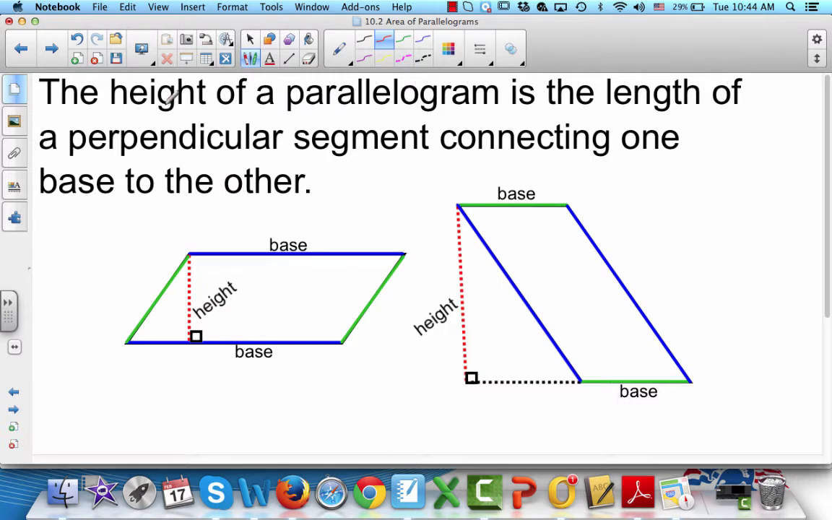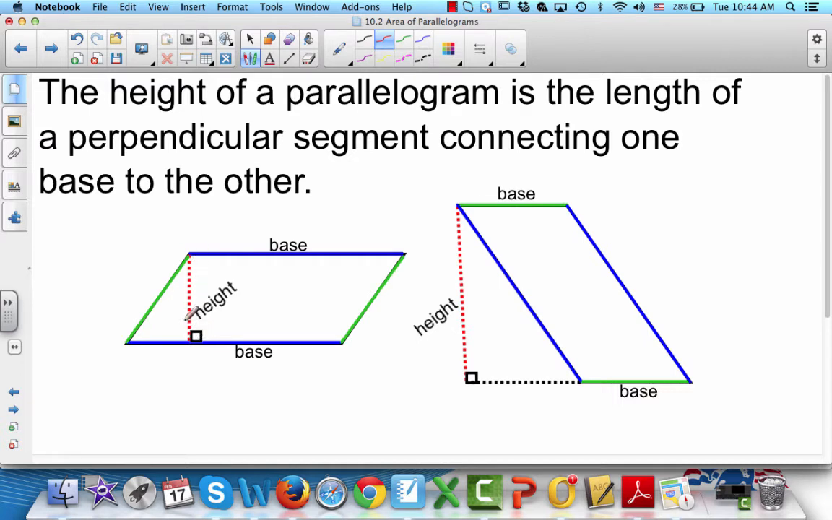Now, the height of a parallelogram is the length of a perpendicular segment. Okay, here's the perpendicular segment. How do you know it's perpendicular? Because it forms a 90-degree angle with the line that it intersects. It intersects this line, and it forms a 90-degree angle, connecting one base to the other. This is one base. There's the other base. There's the line connecting the two, and it's a right angle. That makes it perpendicular. This is the height.